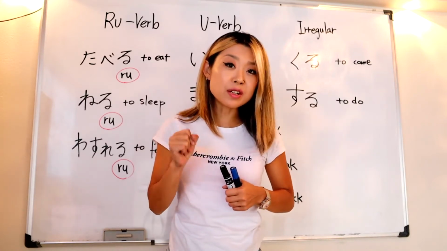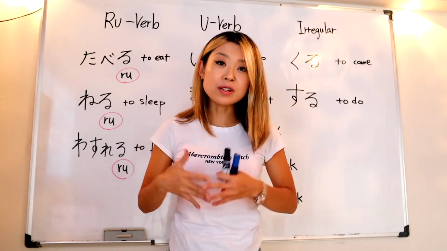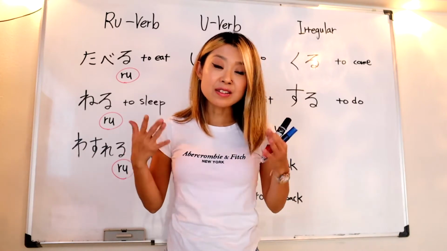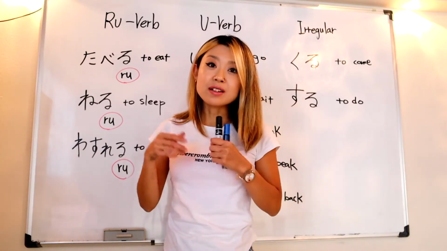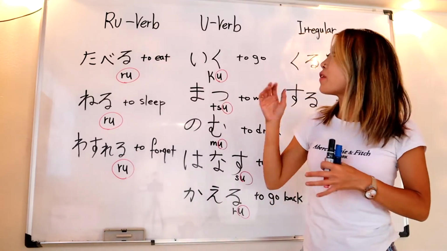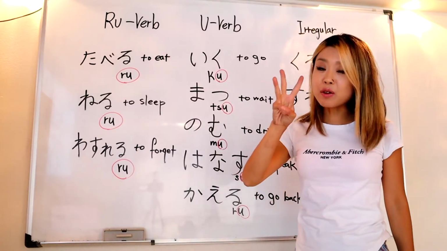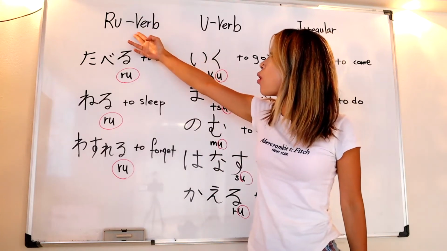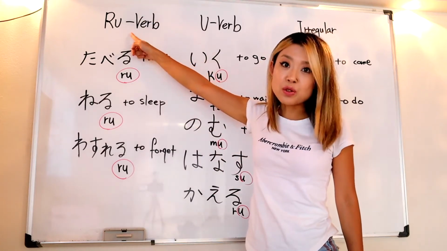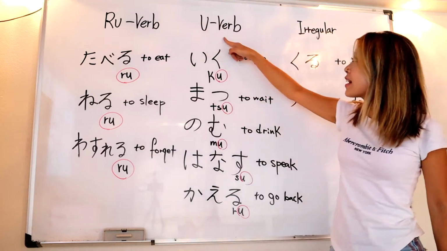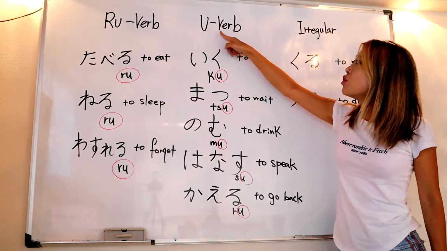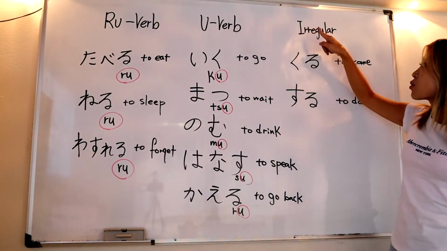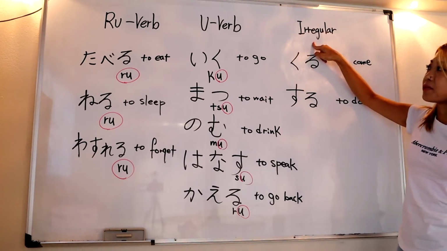So, we will learn the system. We will learn the really basic knowledge about verbs. So, let's start. First of all, we have big categories of Japanese verbs. The first one is called Ru-Verb. And then the second one is U-Verb. The last one is irregular.